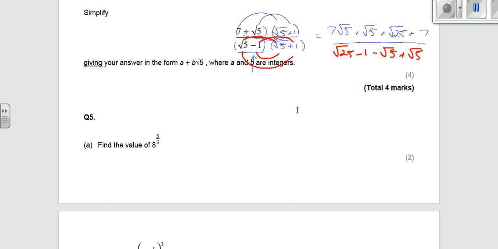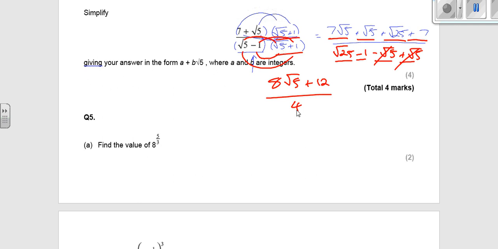Again, making sure that we've done that gets us 1 mark for timesing top and bottom by root 5 plus 1. Then we've got to simplify it. So 7 root 5s plus a root 5 is going to be 8 root 5. Then we've got root 25, which is 5, plus 7. So 5 plus 7 is 12. And then on the bottom we've got square root of 25, which is 5. Take away 1, so that's going to be 4. So we need to have 4 on the bottom there. And then minus root 5 plus root 5, they cancel out.